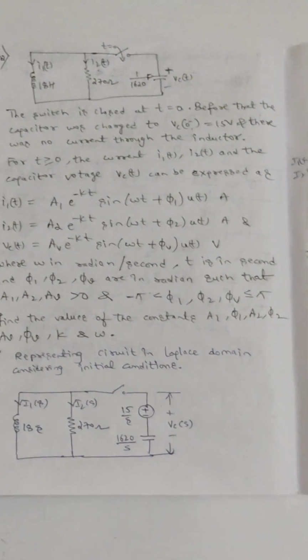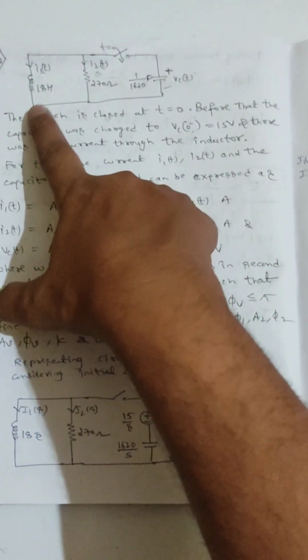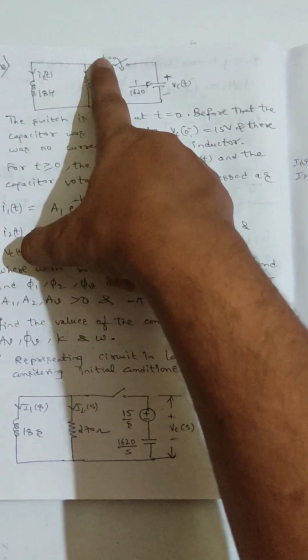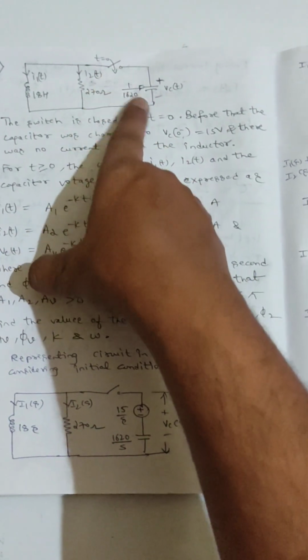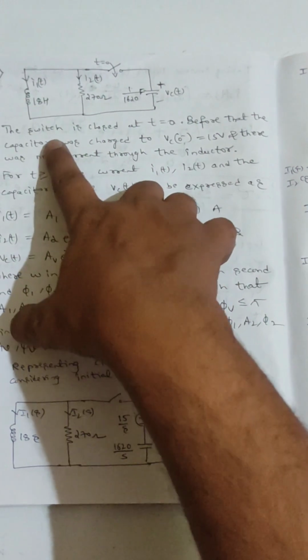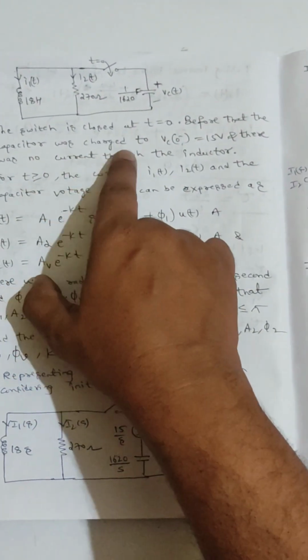Okay, question number 2. Solutions for question number 2. They have given a network consisting of inductor, resistor and capacitor. The switch is closed for t greater than or equal to 0. Before that the switch was open. Before that the capacitor was charged.